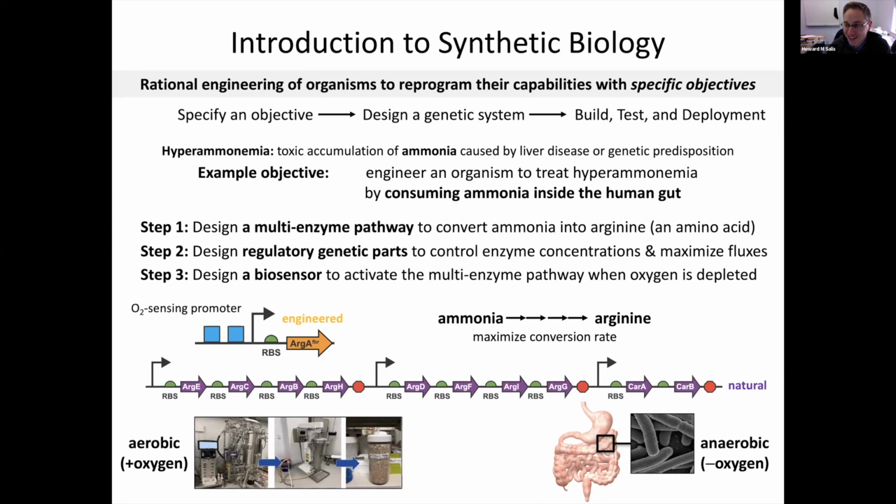Well, it's a three-step process. You design a multi-enzyme pathway to convert ammonia into arginine. You design regulatory genetic parts to control the expression levels and concentrations of those enzymes in order to consume the most amount of ammonia. And then you design a biosensor that turns on that pathway only when that probiotic bacteria is inside the human gut. And you can do that by sensing the absence of oxygen. Okay, the human gut is an anaerobic environment.